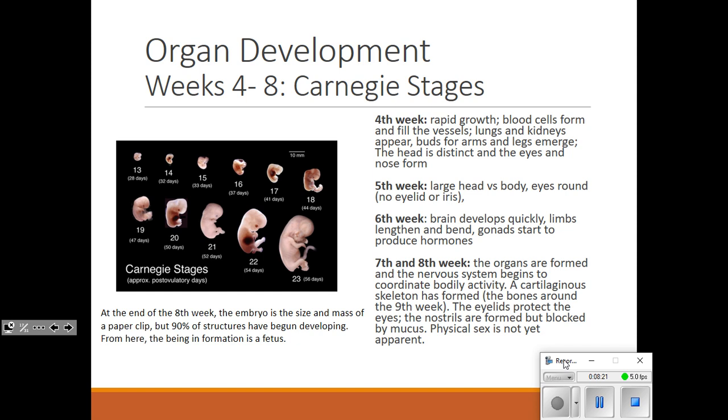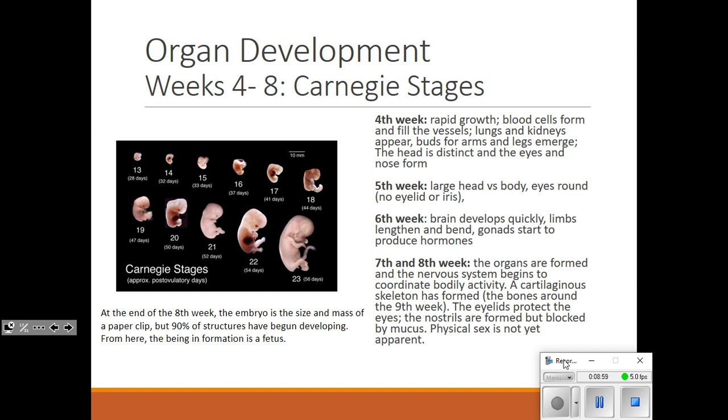Physical sex is not apparent at this point, although if someone really needed to know, there are other tests that we could perform to determine that. But here's what you need to know. At the end of the 8th week, the embryo is basically the size and mass of a paperclip. It is tiny. If you looked at a woman who was 8 weeks pregnant, it would be difficult for you to know that she was, because everything is so small still at this point. But 90% of the structures have begun developing. They are not finished, but they're on the go.